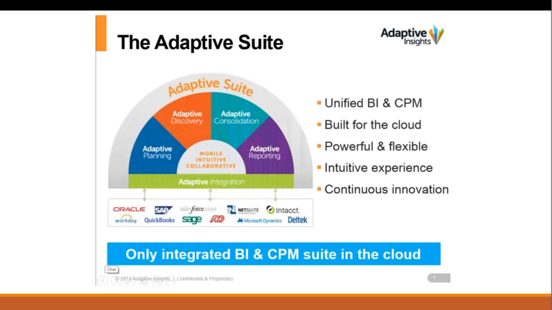Adaptive Insights provide a leading-edge CPM system covering functions such as planning, reporting, as well as consolidation and BI. Now, the Adaptive Suite is, in my experience, really the most usable, intuitive piece of business software that I've experienced, and it does set the benchmark for others to reach.